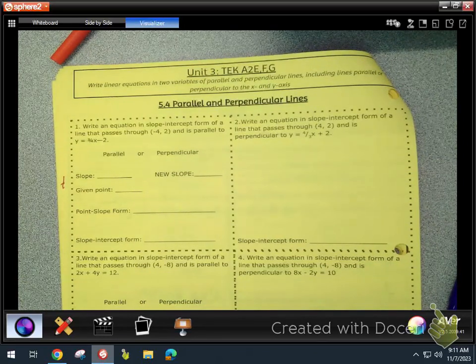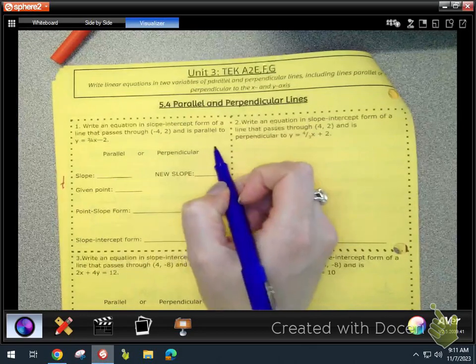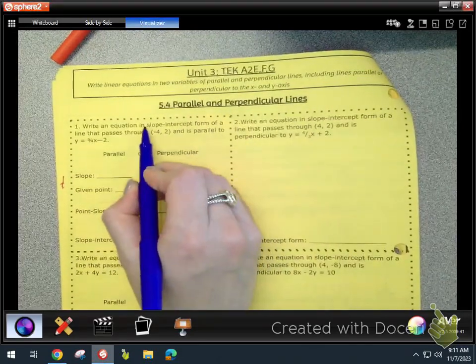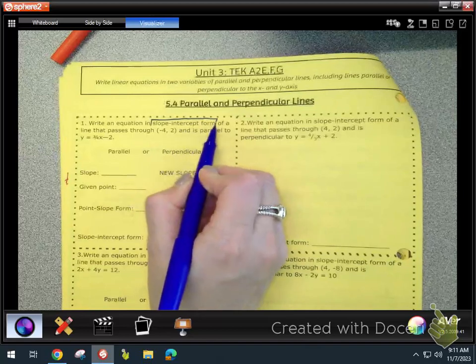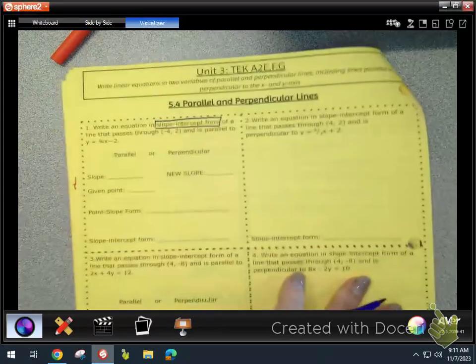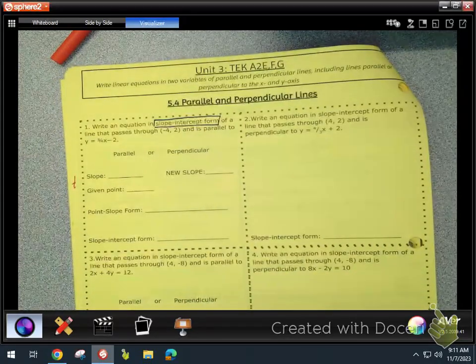Let's do number 1. We'll do number 1 together. Okay? So today's goal is to take it all the way to what form? What do the instructions say? Slope-intercept. Okay? Last time we stopped in point slope. We always got to start there, but then we got to convert it all the way.